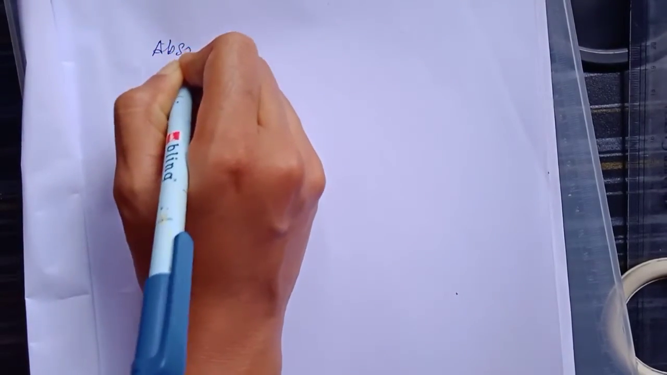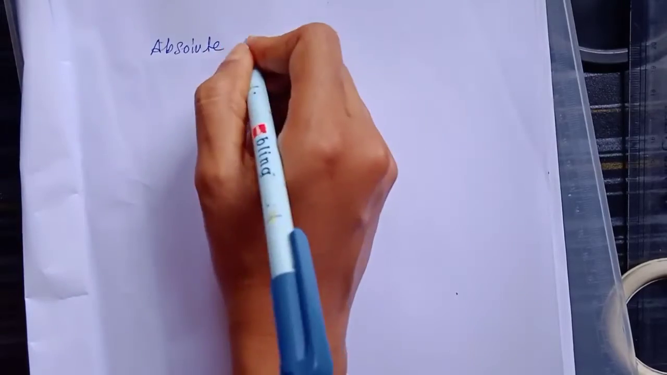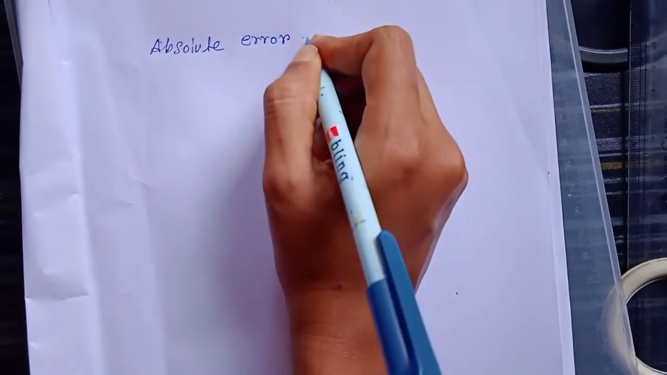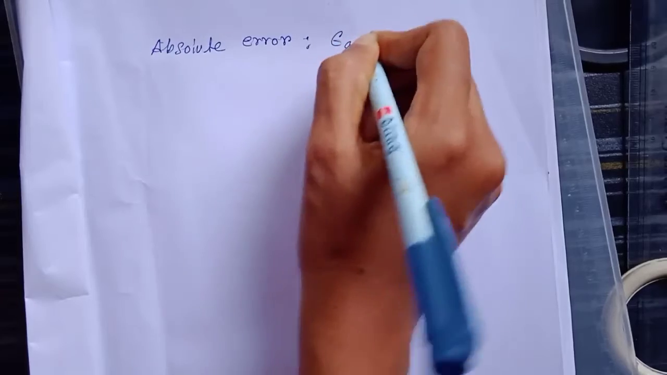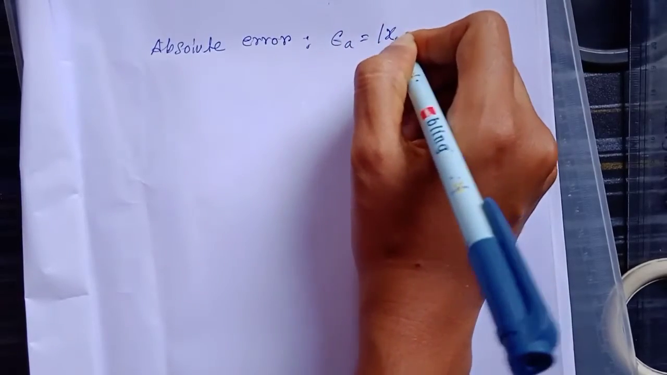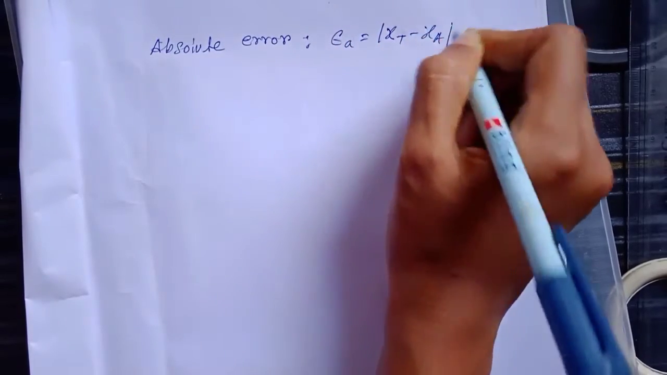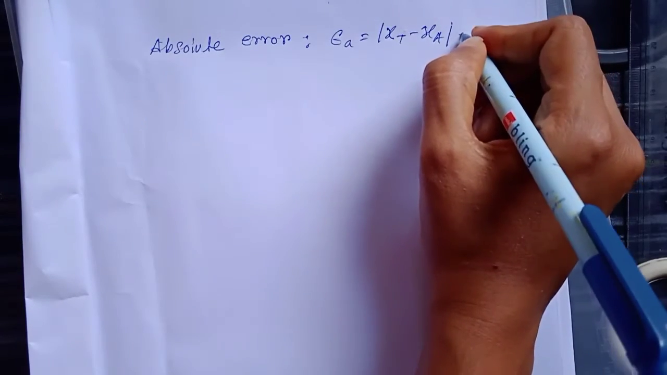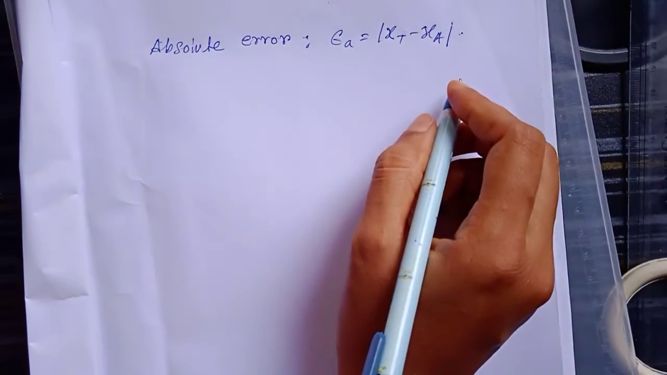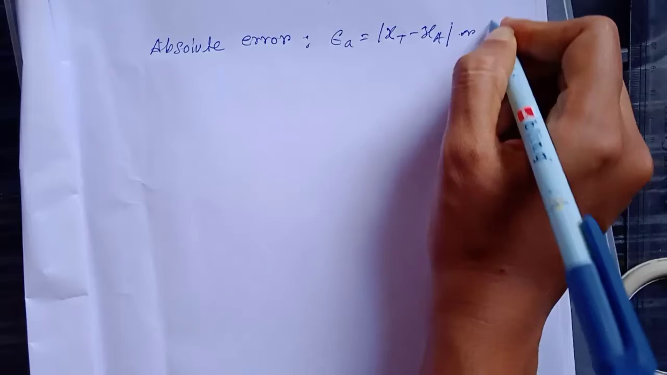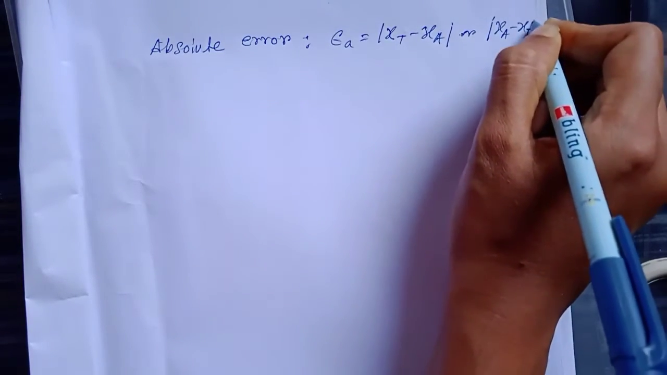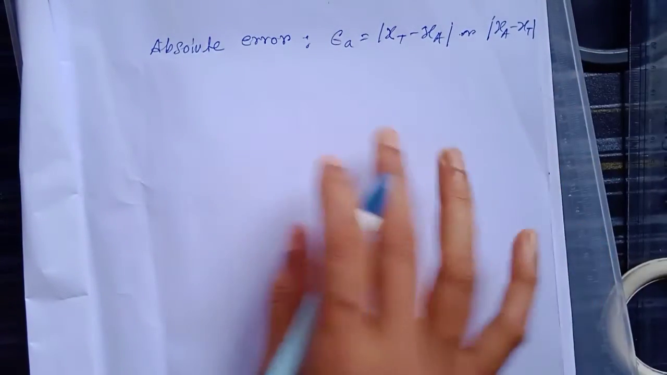Then the absolute error can be defined as epsilon a, that is equal to modulus of xt minus xa. That means the difference between the true value and the approximated value. Since here we have taken the mod value, it can also be written as mod of xa minus xt.